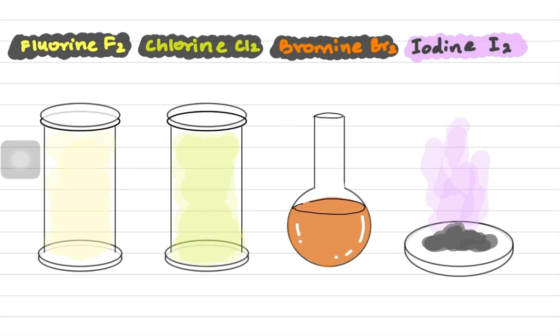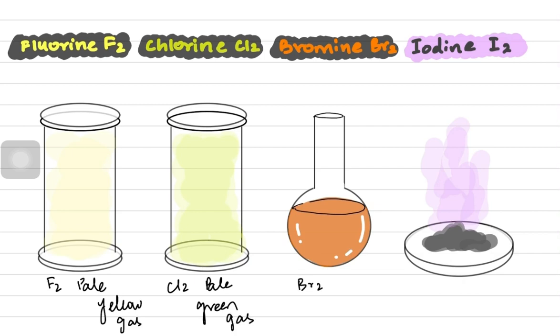So fluorine is a pale yellow gas. Chlorine, Cl2, is a pale green gas. You will normally see the word fumes with them, so fumes is also okay. Bromine is an orange brown liquid, so particles are arranged in clusters here. And then iodine, I2, is a gray black solid, and then you can see violet vapors of iodine. When you heat it slightly, iodine begins to vaporize, so you will see violet vapors around it.